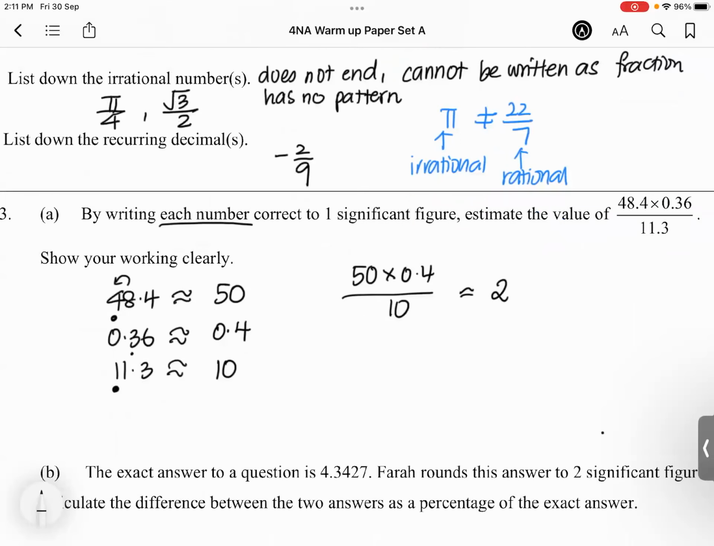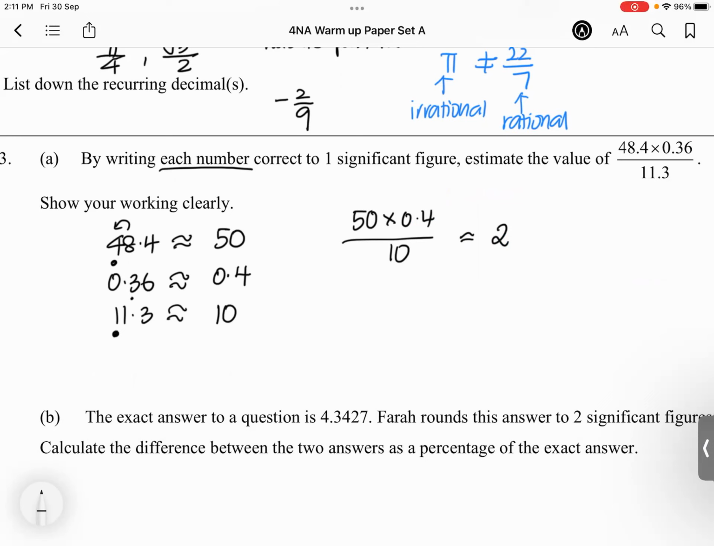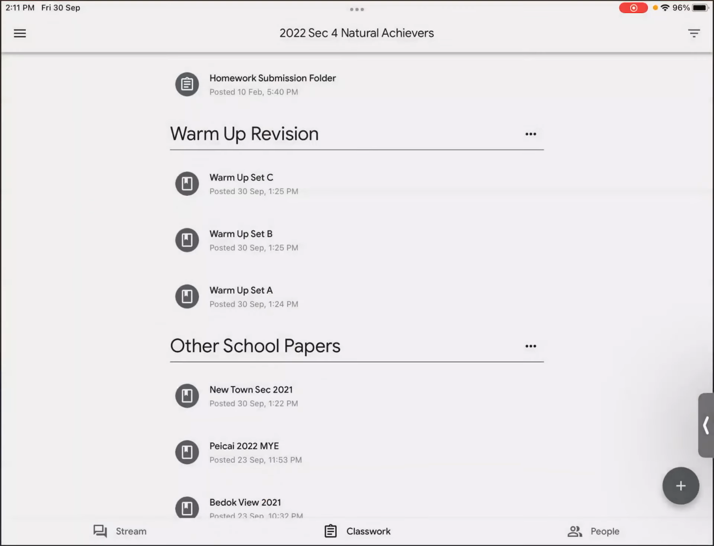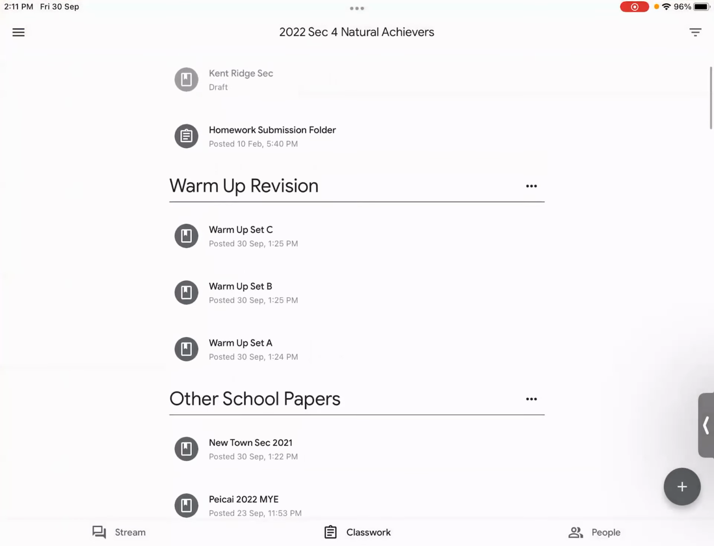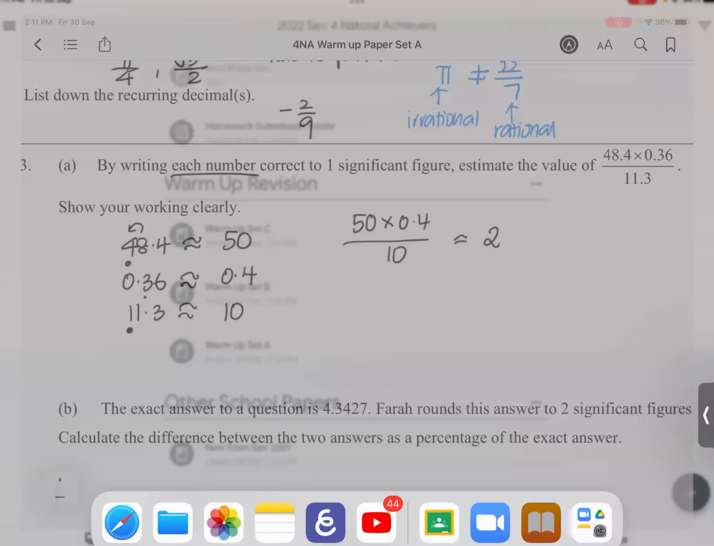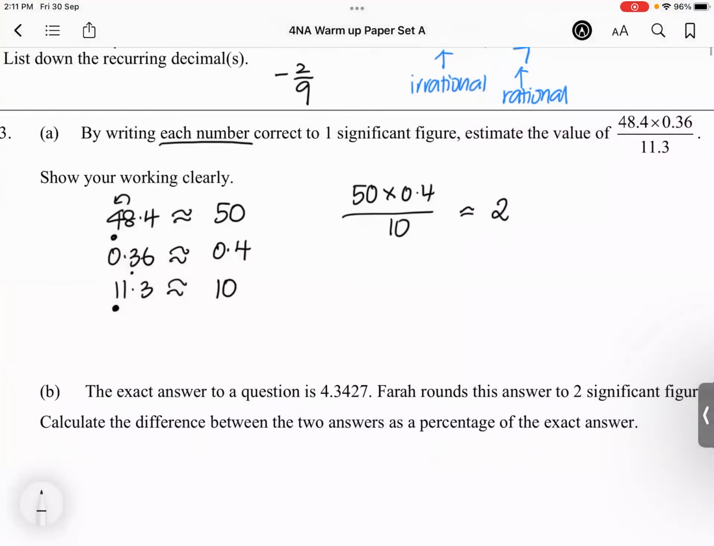Richard, you just entered. I repeat again. I noticed that the hard copy that I printed for you is slightly different from the soft copy that was supposed to be given. So the correct soft copy is in Google Classroom. So you go to Google Classroom and look up under warm-up revision set A. Okay, so it's under warm-up revision set A. You can go there and find the proper copy. Right? If not, most of the pages in front are the same, but the pages at the back are all different.